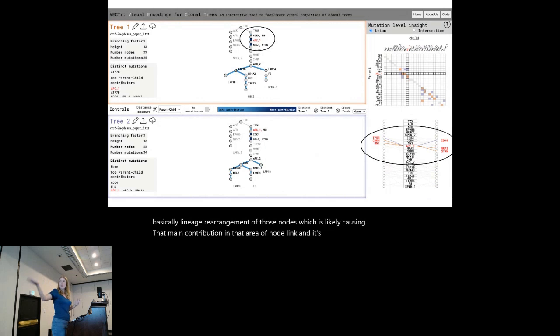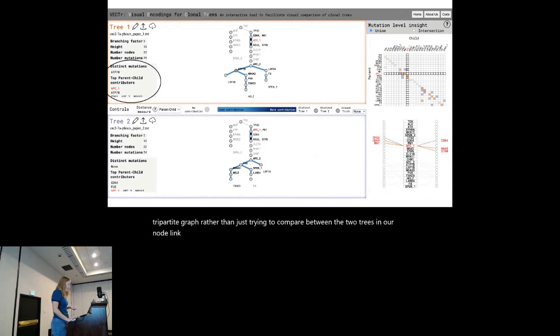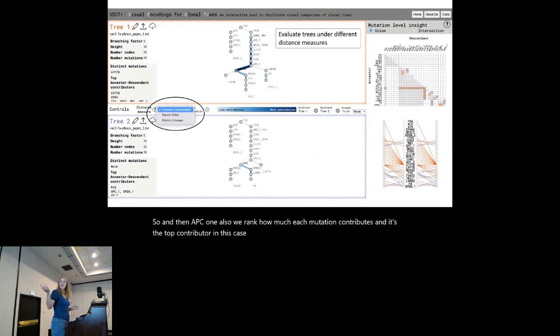And it's much easier to parse out why that mutation is causing a higher contribution when you can look at the tripartite graph rather than just trying to compare between the two trees in our node link diagram. And then APC1 also, we rank how much each mutation contributes, and it's the top contributor in this case. Now, there are a couple other pieces.